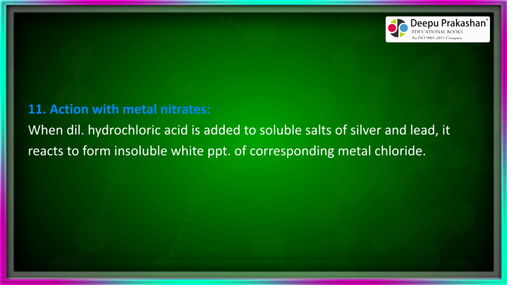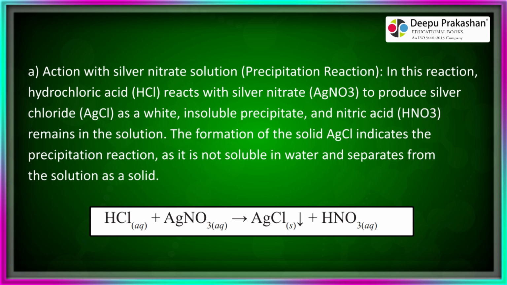11. Action with metal nitrates. When dilute hydrochloric acid is added to soluble salts of silver and lead, it reacts to form an insoluble white precipitate of the corresponding metal chloride. A. Action with silver nitrate solution, precipitation reaction.